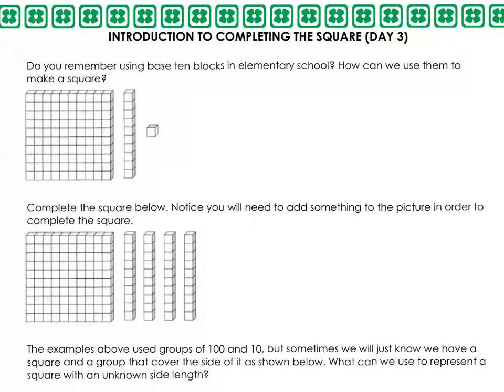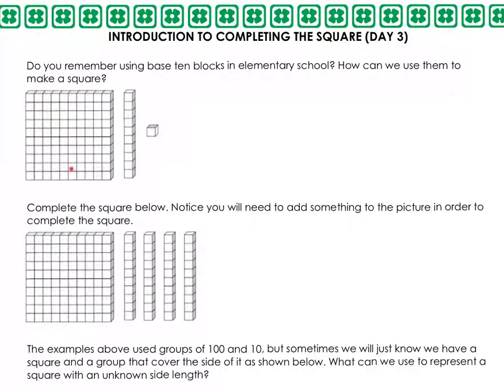So I'm going to pose a lot of questions in this video, and I'm actually going to leave the answers up to you. So this is going to be different than normal. So I'm asking you, do you remember using base 10 blocks in elementary school, and can you think of how we can use them to make a square?